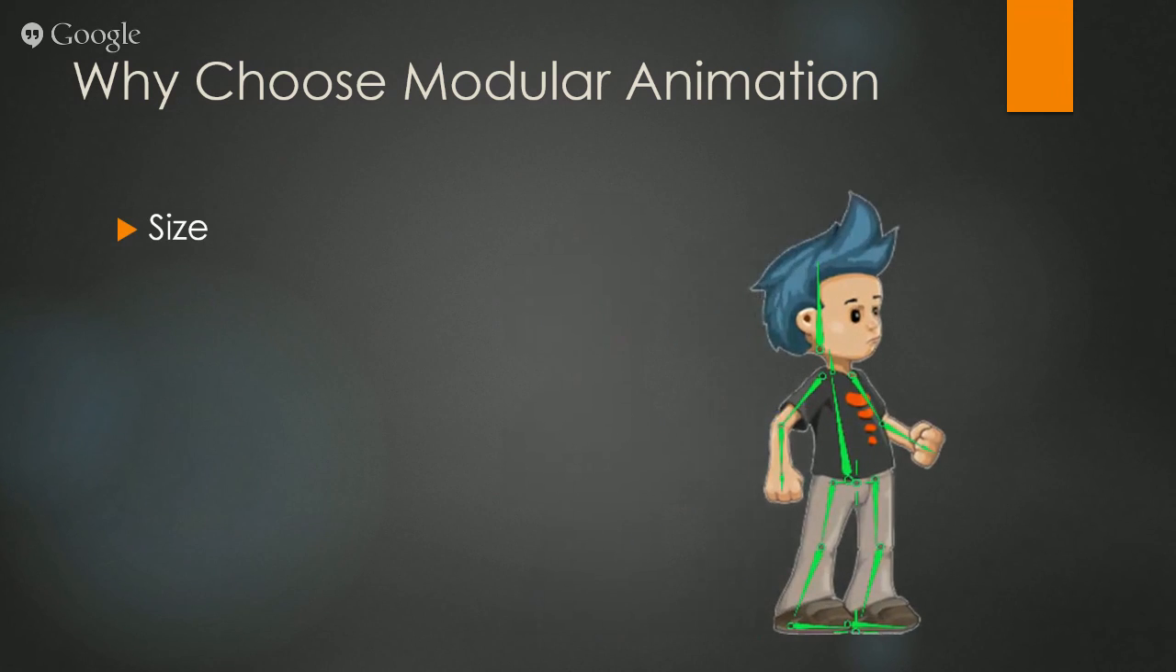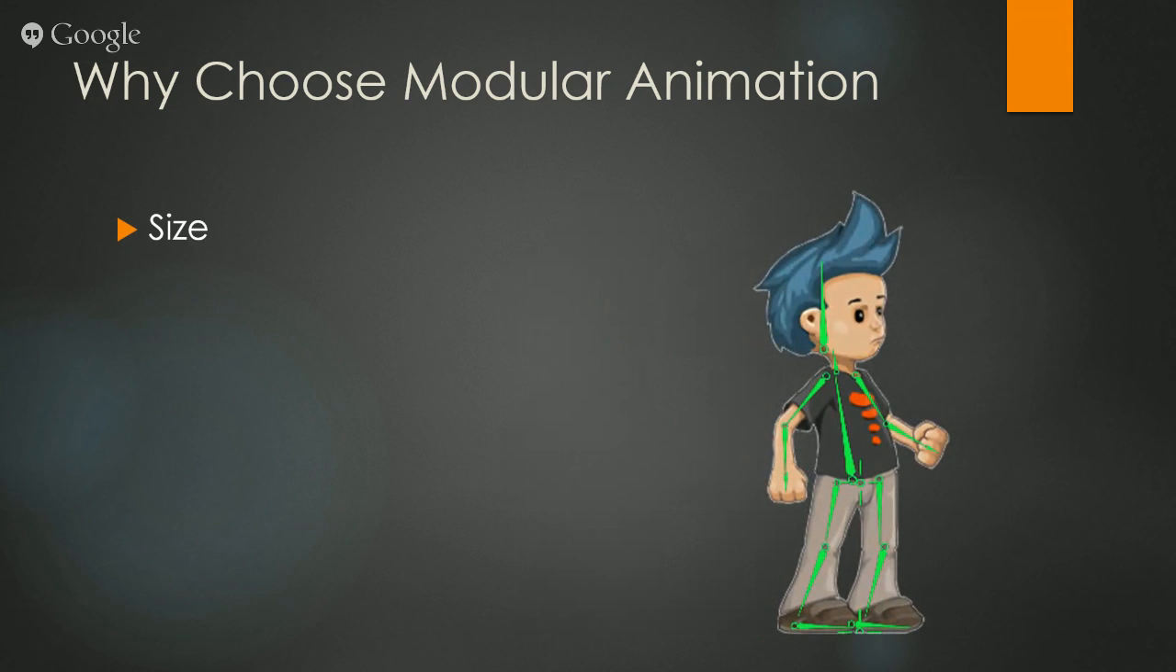First, size is probably the biggest thing. The sprite sheet you saw earlier in the slide deck, each one of those images was about 48K.